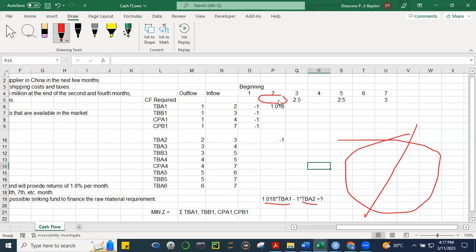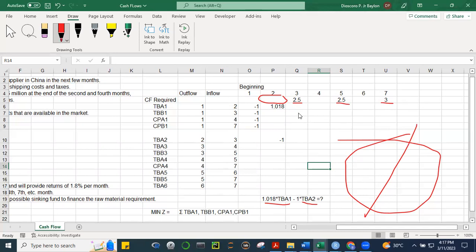Oh, okay. So take note, class, we already earmarked the cash flows that we need. We need 2.5 million at the beginning of month 3. We need 2.5 million at the beginning of month 5. We need 3 million at the beginning of month 7. So the rest of the months, we don't need the cash flow yet. What we're doing here is plotting the inflows and the outflows, and then we will equate it to how much we need.